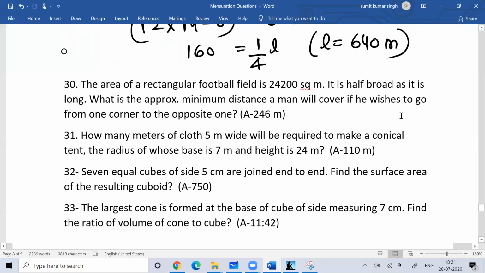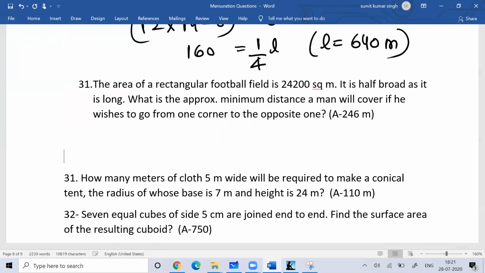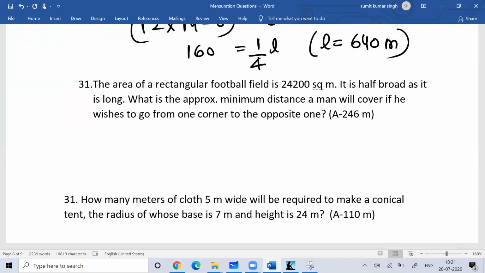You can see the next question. Find the area of a rectangular football field which is 24200 square meter. It is half as broad as it is long, so the ratio of length to breadth is 1:2. If the breadth is x, then the length is 2x. Then find the approximate minimum distance a man covers if he wishes to go from one corner to the other.